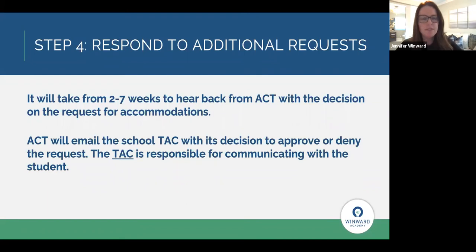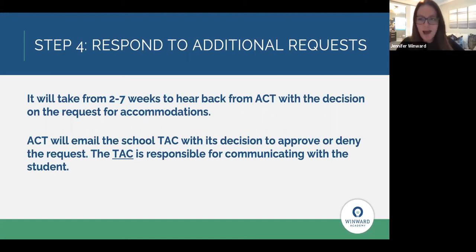What's going to happen? This is a huge point of confusion for families. I cannot impress enough how important it is that you know that when ACT makes its decision, they are not going to email the parent. They are not going to email the student. They email the school. They email that testing accommodations coordinator. I have seen horror stories where the testing accommodations coordinator at school receives an email with a decision from ACT and then doesn't notify a family for 2 months. So they've lost all of this time. They didn't realize that they had the opportunity to appeal, and it's very, very stressful.